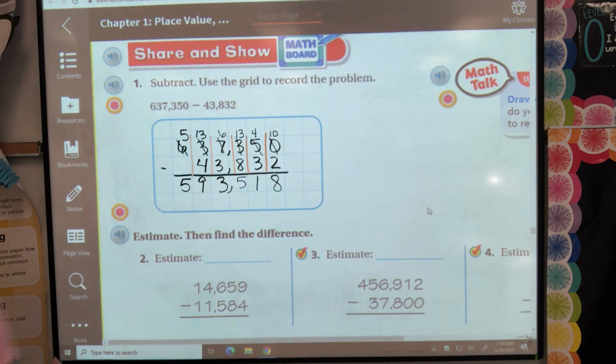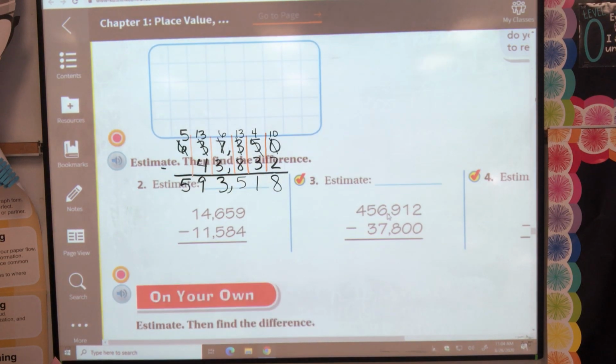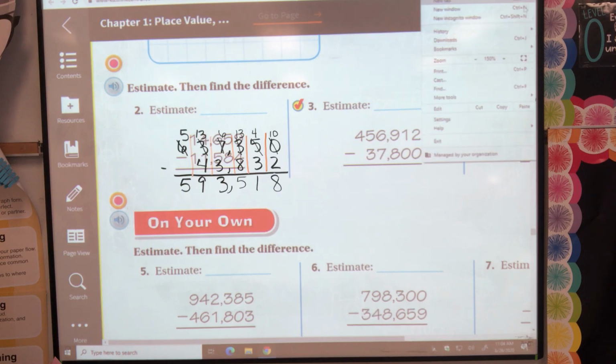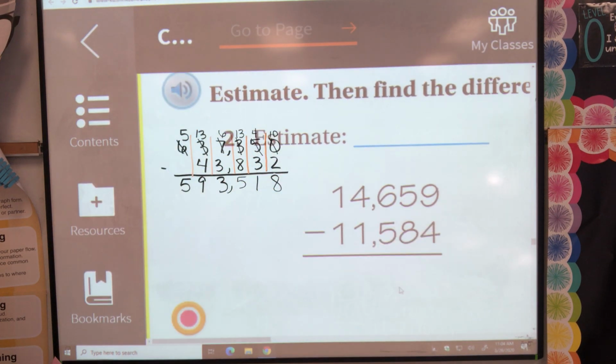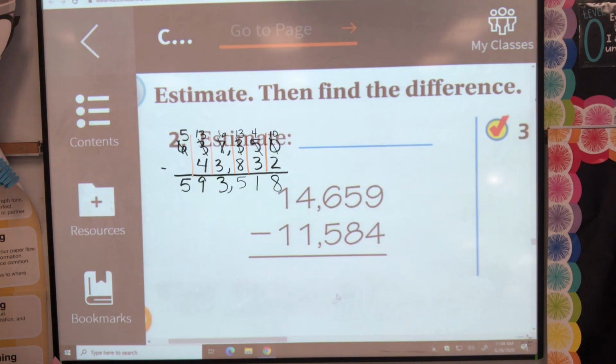Let's move on. Number 2, pause the video if you have to write that down if you are running a little bit slow. Okay, nice and large so we can see it. Estimate, then find the difference.